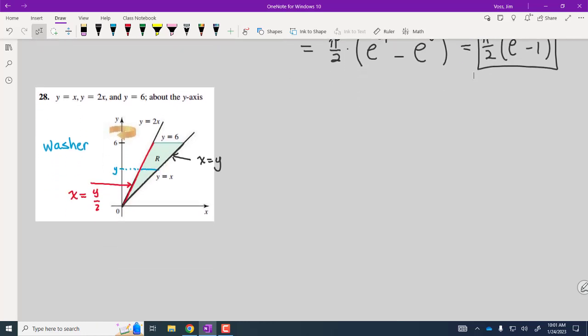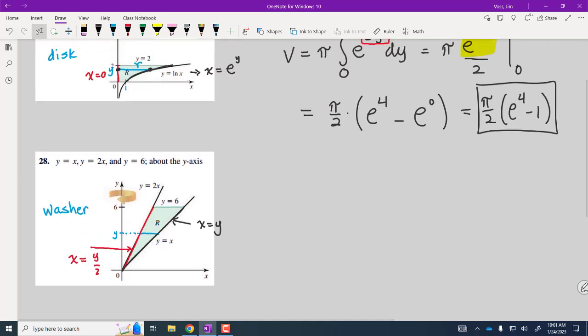And is that what you were saying about it has to be perpendicular for the washer? Yes. So this element here is perpendicular to the axis of rotation. If we're creating a washer or a disk, the element has to be perpendicular to the axis of rotation. Then we look at the direction of the element, and that tells us whether it's going to be a dx or a dy.